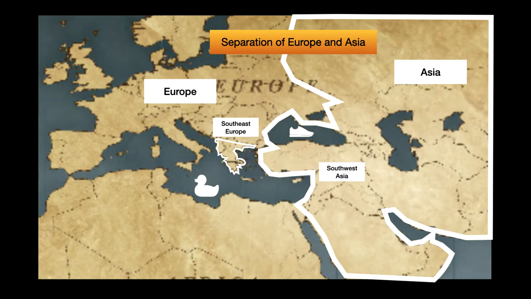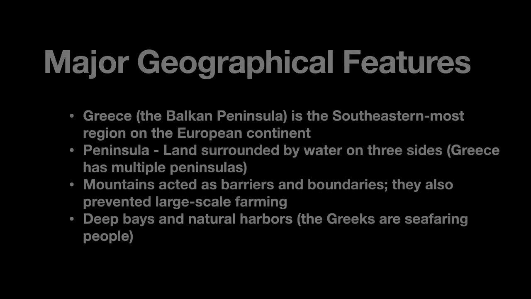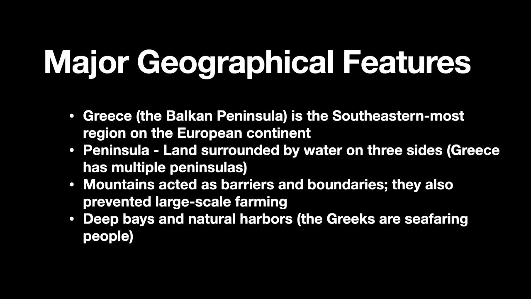You see the crazy duck. You see where it's located, right there in the middle of the crazy duck. And then you have the Black Sea up to the northeast of the Mediterranean Sea. You can see basically how Europe and Asia is divided based on the white lines separating them. So when we talk about Greece, the technical name for that is the Balkan Peninsula. And that's the southeasternmost region in the European continent.